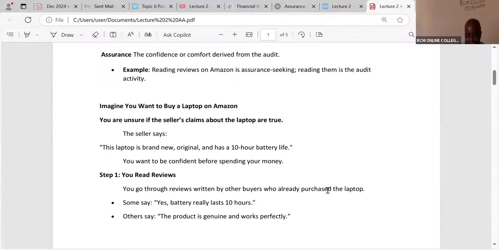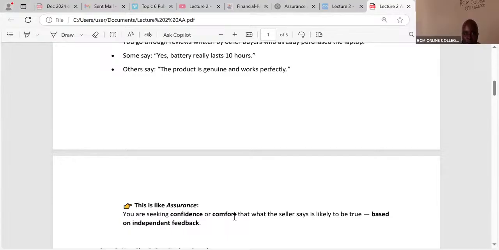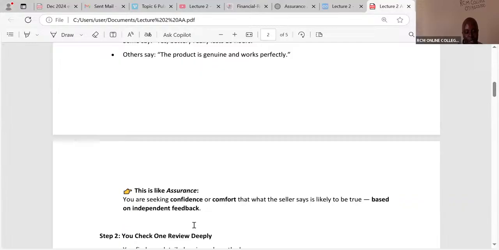Some say, yes, the battery really lasts 10 hours. Happy customers. Others say the product is genuine and works perfectly. All right, so this is like an assurance. I'm now being assured, I'm getting comfort from many people giving testimonies. You are seeking confidence that what the seller says is likely to be true based on independent feedback.